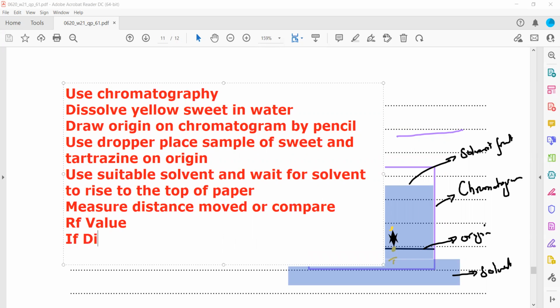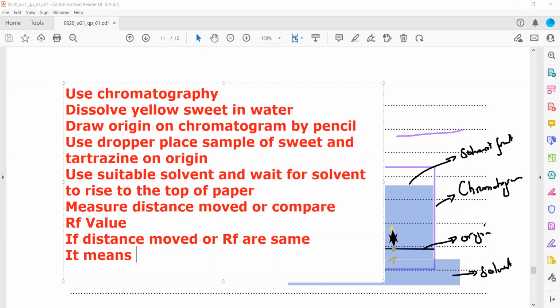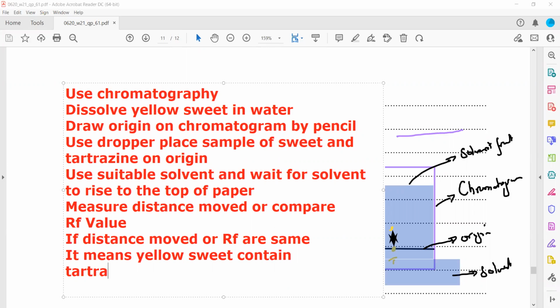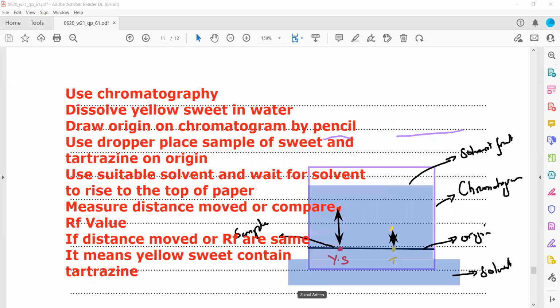If the RF value or the distance moved are the same, it means the yellow sweet contains tartrazine. So this is a simple 6 mark experiment in which you have to plan or identify whether there is a yellow food color present in a yellow sweet. You can use chromatography to work out this experiment.